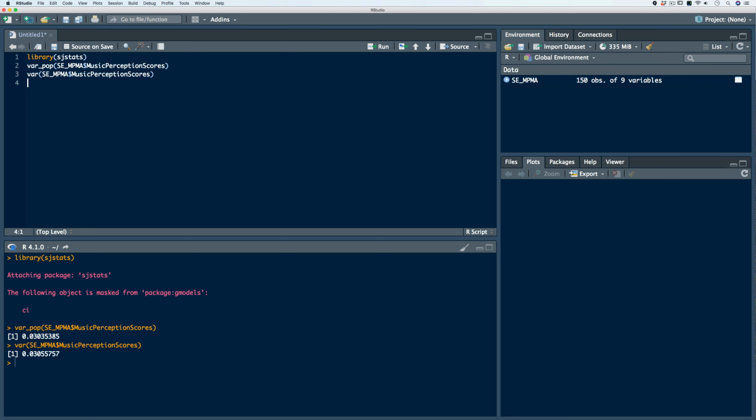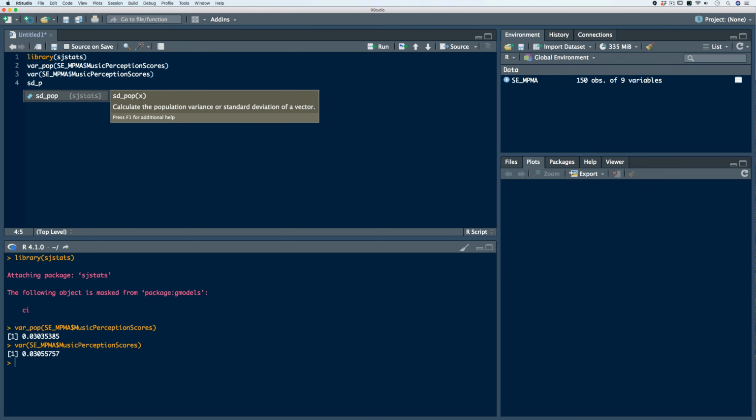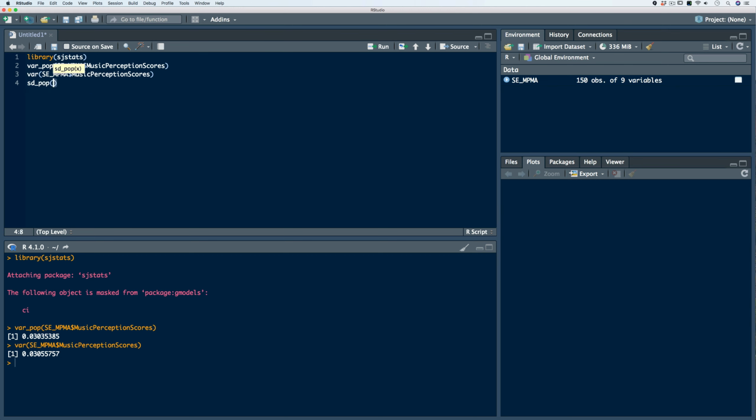So again, in R, we do not have a function to calculate population standard deviation because it's really not reported often. So again, we're going to use the sjstats package, and we're going to use the sd_pop function from that package. Again, we'll pass in our music perception scores variable. And we see that the population standard deviation is 0.17. Now, to calculate the sample standard deviation, which we'll most commonly report along with the mean, we can use the sd function. Again, if we take a look at our music perception scores variable, we see that the sample standard deviation is 0.17.